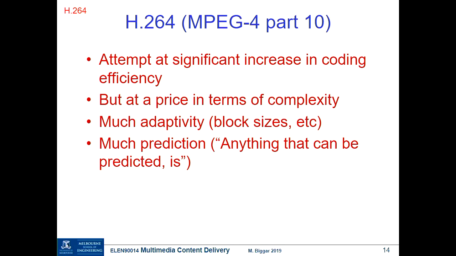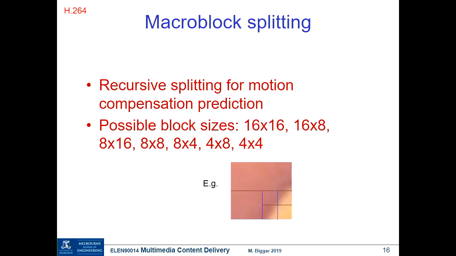So instead of having fixed block sizes, as we've described before, they allowed for hierarchically defined blocks. So instead of having a fixed 16 by 16 macro block, it allowed for 16 by 16, but in certain parts of the picture, maybe that doesn't adequately describe the motion. So let's allow it to be split into two 16 by 8s, or maybe we can split it into smaller ones.